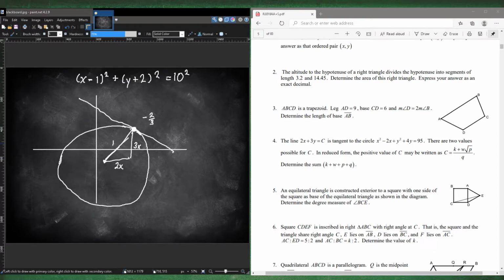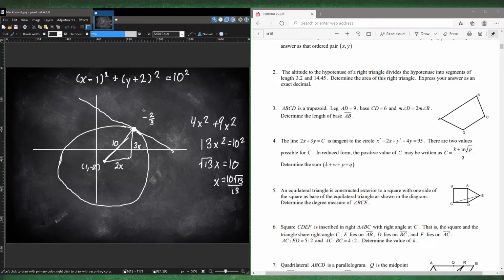And I know that the radius is 10. And I know that this point is 1 comma negative 2. Okay. So I know this is 10, so we just need to scale up our 2x and 3x. So 2x squared is 4x squared, 3x squared is 9x squared, and that will give us 13x squared is equal to 10 squared, and then take the square root of both sides, so square root 13 x equals 10. So x equals 10 square root 13 over 13.